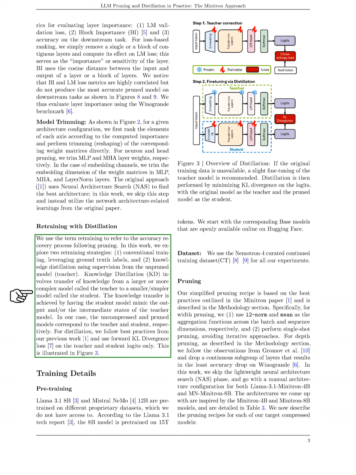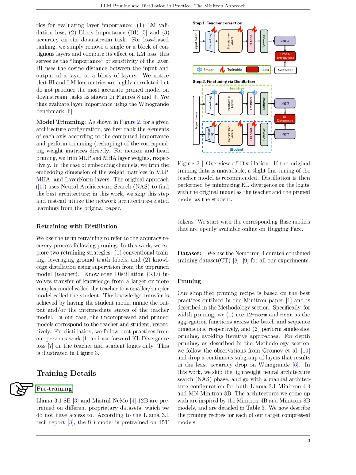We apply best practices from our previous research, focusing on minimizing the forward KL divergence loss between the teacher and student outputs. For our pre-training, we utilize the Llama 3.1 8B and Mistral Nemo 12B models, which were trained on proprietary datasets that we cannot access. The Llama 3.1 model was pre-trained on a substantial amount of data, specifically 15 trillion tokens. We begin our experiments with the base models available on Hugging Face. We use the NEMOTRON4 curated dataset for continued training in all our experiments. Our pruning method follows established best practices, as detailed in the methodology section.